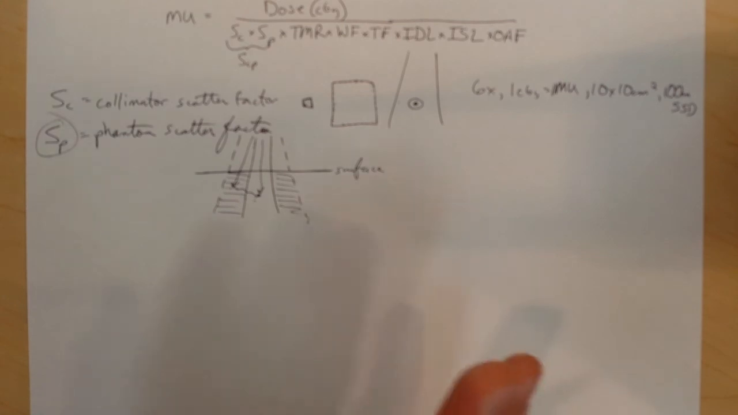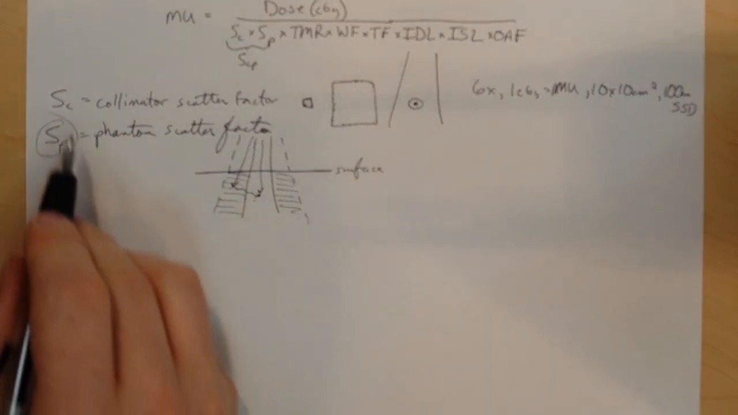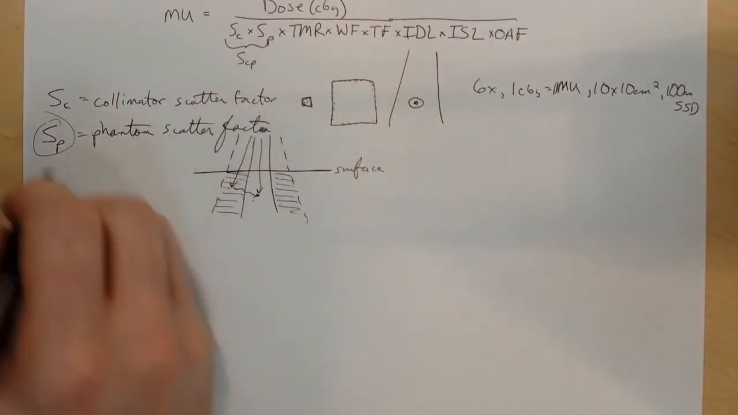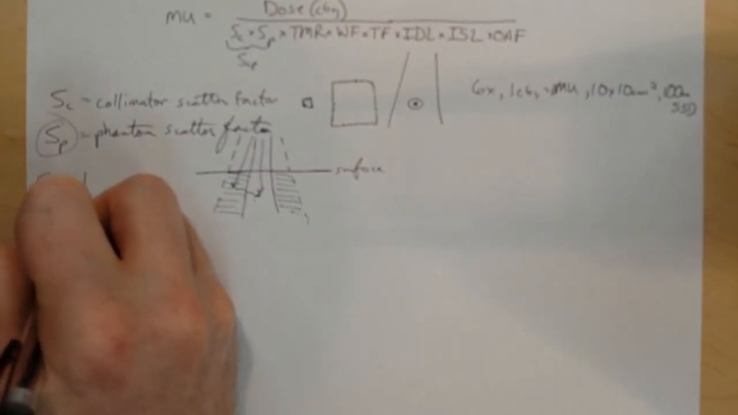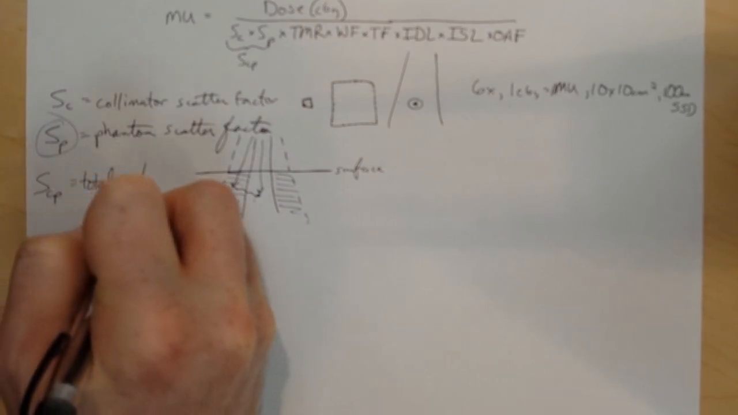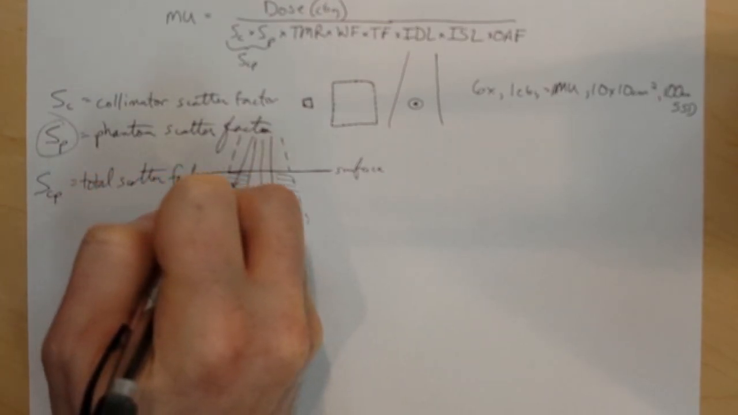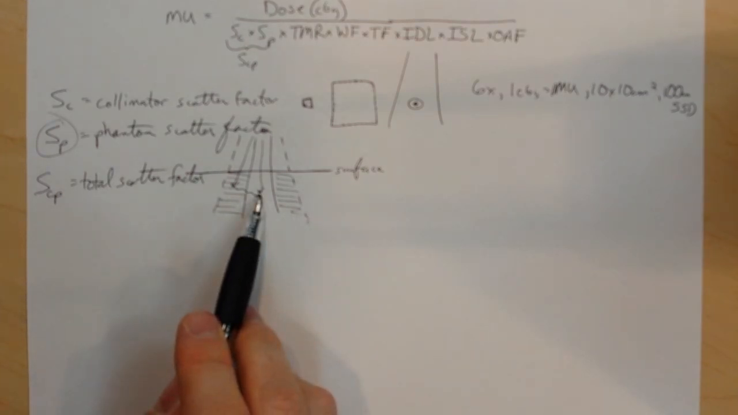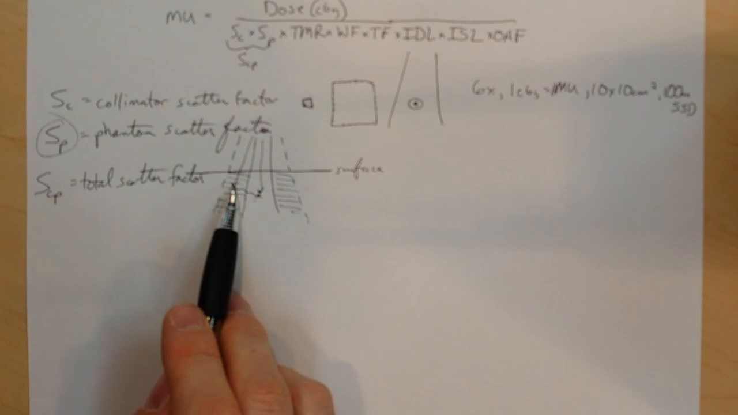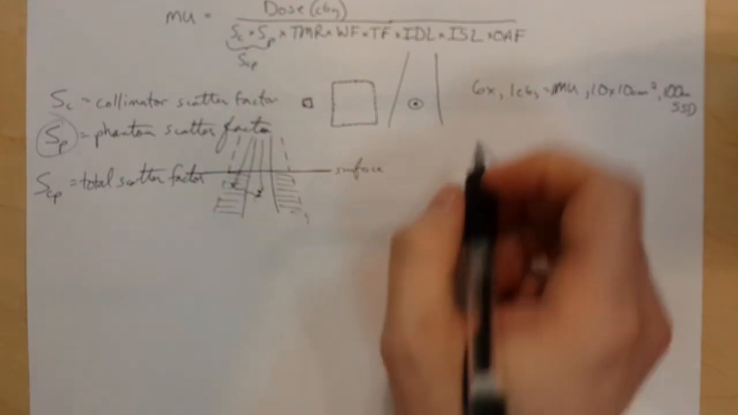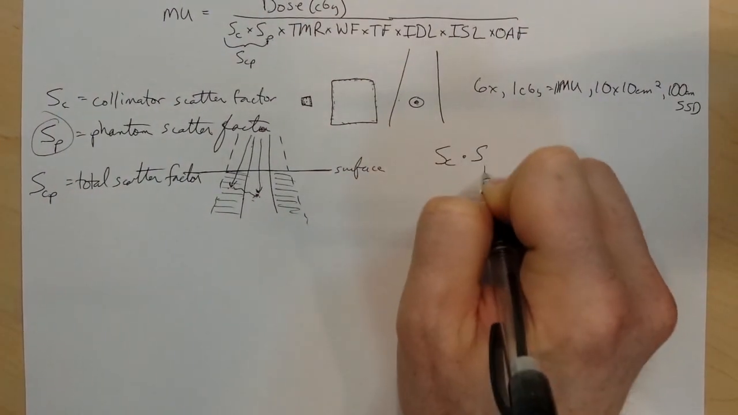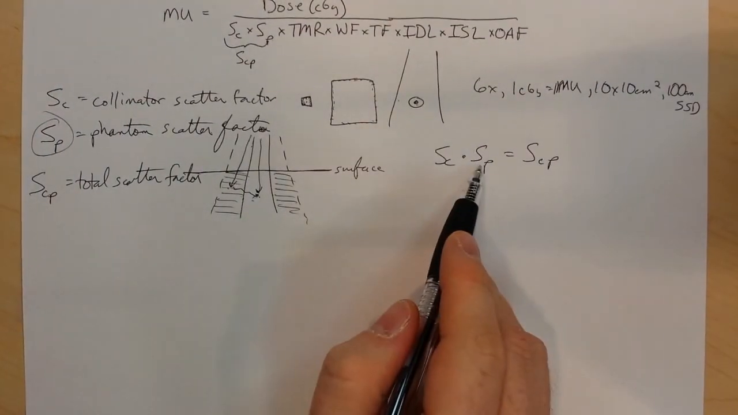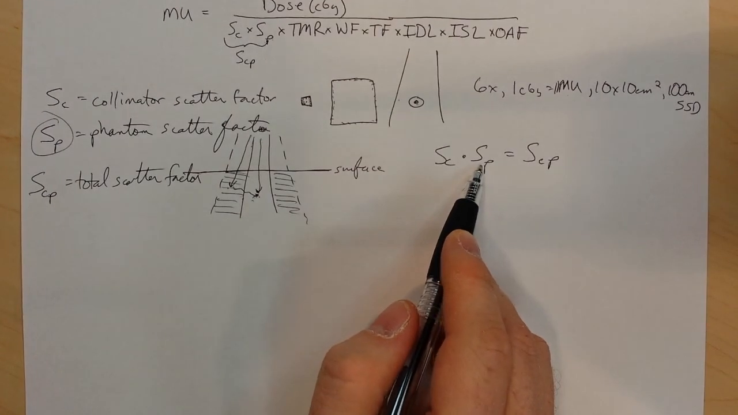I shouldn't say impossible. People don't measure it. What people do is they measure S sub c using this method, and S sub Cp, which is the total scatter factor. This measurement geometry is technically the total scatter factor measurement geometry because I'm measuring both phantom scatter and collimator scatter. So if I have S sub c times S sub p equals S sub Cp, I cannot measure this, so I need to figure it out. So how do we figure it out?